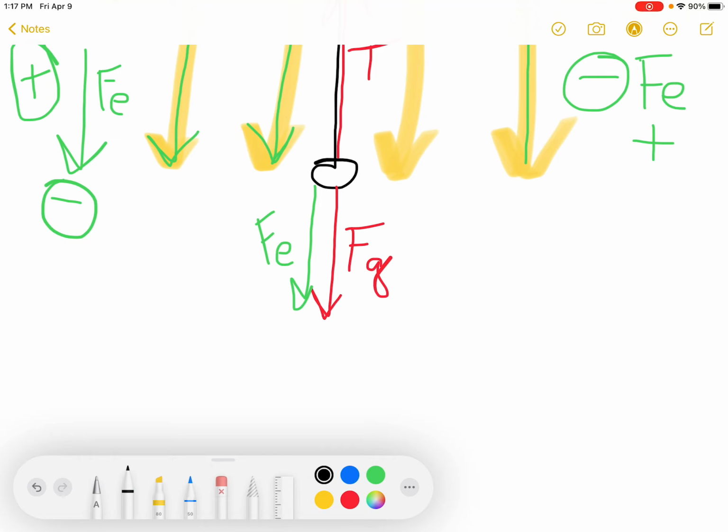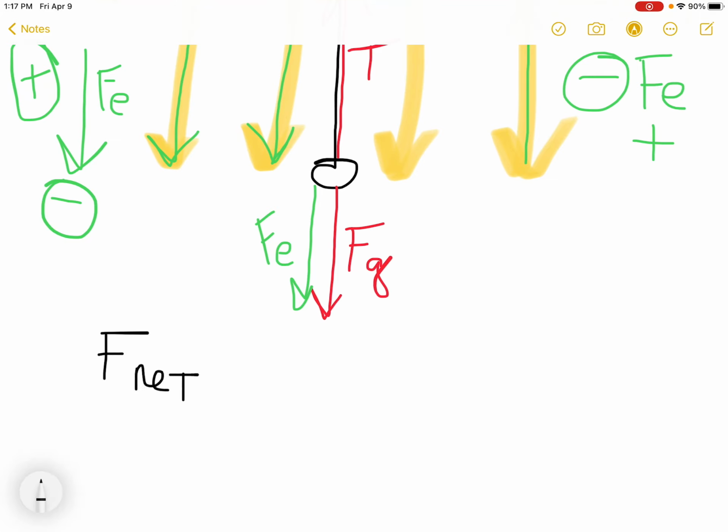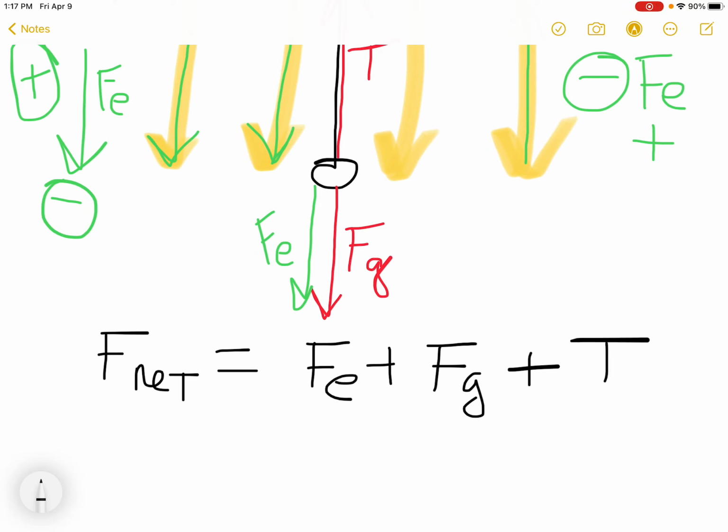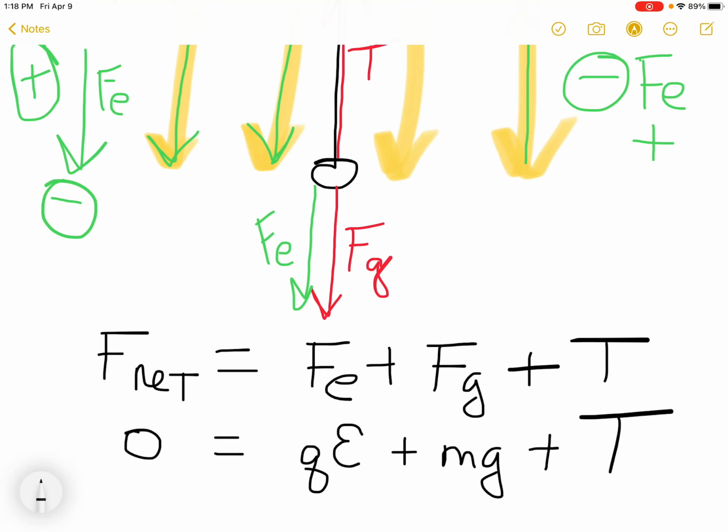And that would be F net equals the electric force plus the gravity force plus the tension. Okay? And then the net force is going to be 0 because there's no acceleration. The question says the ball is hanging on this thread, not moving, not accelerating. Now, do you remember what Fe is? Fe is either kQ1Q2 over r squared, but if we know the field, it's also QE. Remember the shortcut version. And then this would be mg for gravity and our tension.